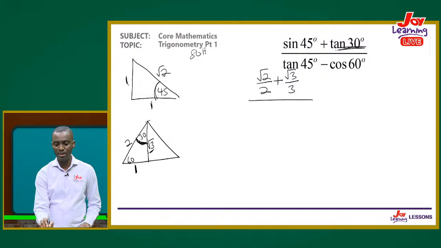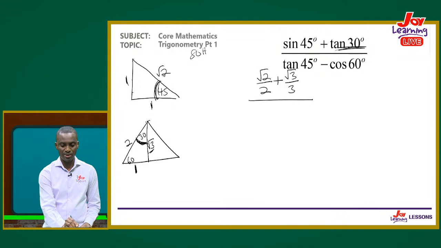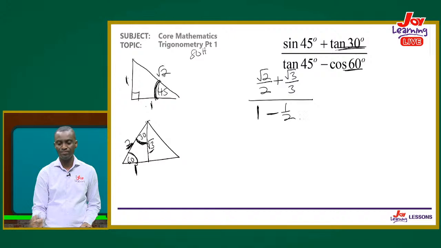And tan 45, you come back to this place again. Remember, this is 90 degrees. So opposite over adjacent. So that would be 1 minus cos 60. Cos 60 is here. And that is adjacent 1 over hypotenuse 2. And that will give us half. Then we simplify using a normal simplification.